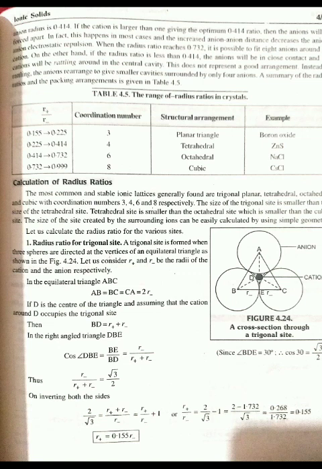Table 4.5, the range of radius ratios in crystals. R positive upon R negative from 0.155 to 0.225: coordination number 3, structural arrangement planar triangle, example boron oxide. Next, 0.225 to 0.414: coordination number 4, structural arrangement tetrahedral, example ZnS. Next, 0.414 to 0.732: coordination number 6, structural arrangement octahedral, example NaCl. Next, 0.732 to 0.999: coordination number 8, structural arrangement cubic, example CsCl.